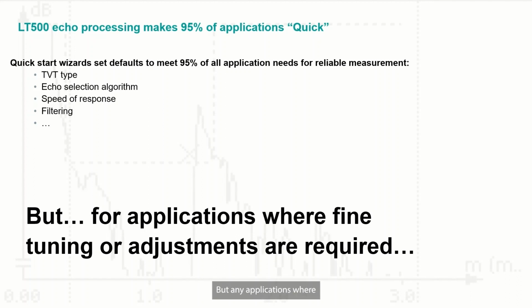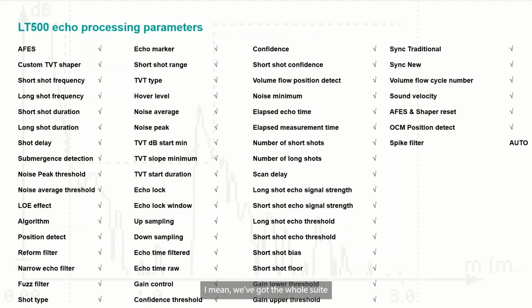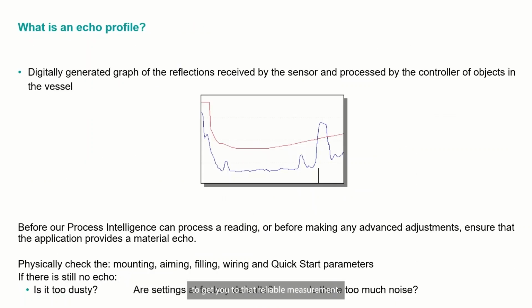But for any applications where fine tuning or adjustments are required, we've got the whole suite of parameters and settings that can be adjusted, accessible either through help via our tech support guys or directly if you understand them. I'm not going to go into each one of these parameters specifically and what they do, but we are going to look at the bigger ones and explain how that can help you when you get into trouble, or why you might be seeing some issues in your application and how we can fine tune that with echo processing to get you to that reliable measurement.